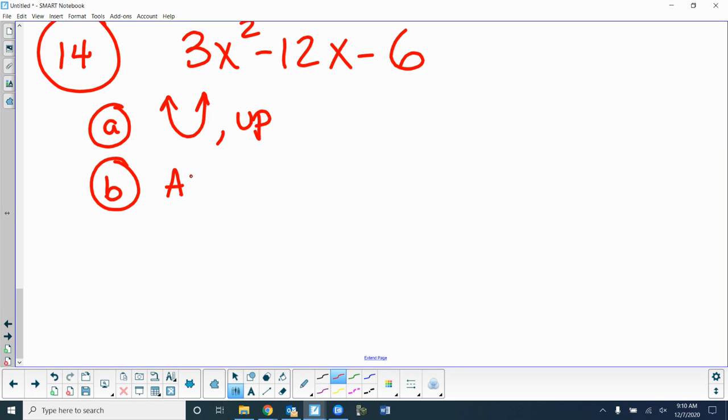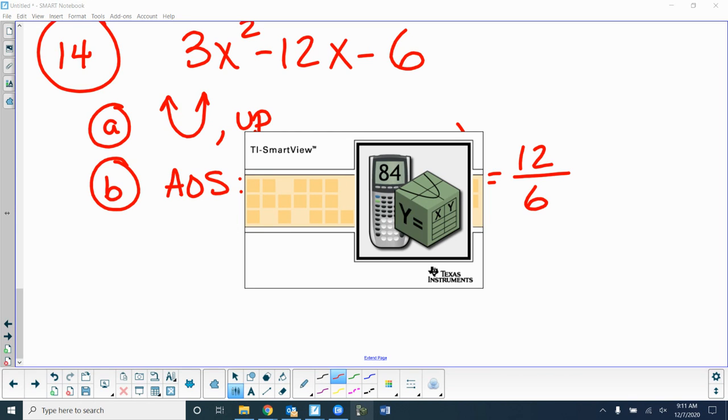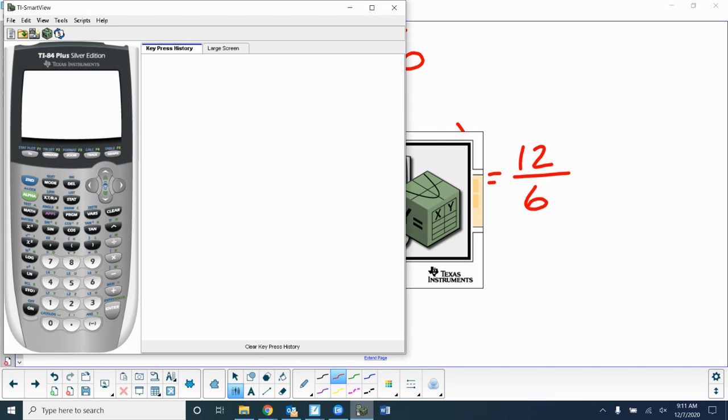All right, axis of symmetry. Remember, is x equals negative b over 2a. Negative b is actually positive 12 over 2 times 3. Okay. Do you need to put 2 times 3 in your calculator? No, don't do it. Here's what you guys will do, and you get the wrong answer. What's the answer going to be? 2. You guys all with me on that, right?